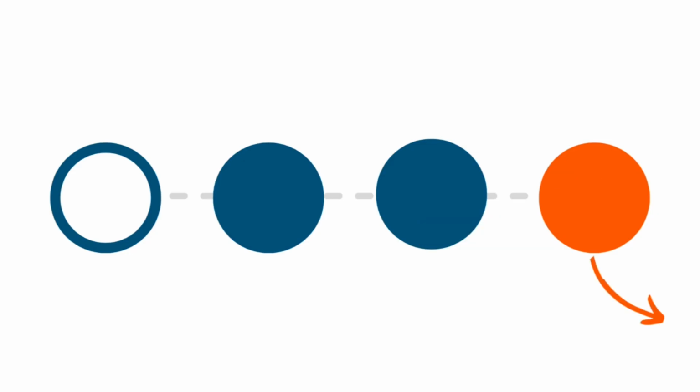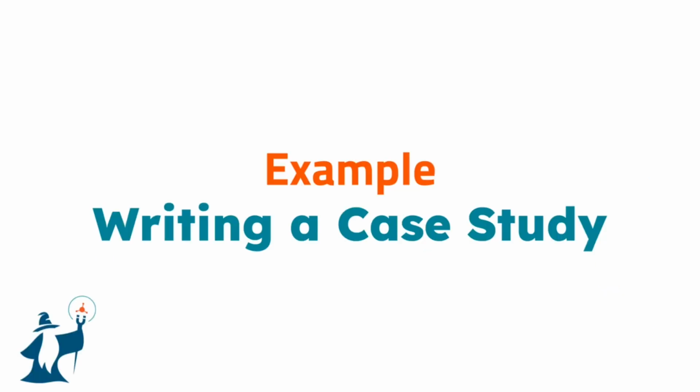There are really only three primary elements to these automations. There's the trigger, there's the operations, and then ultimately there's the output. So let's take a more tangible example. Let's say writing a case study.